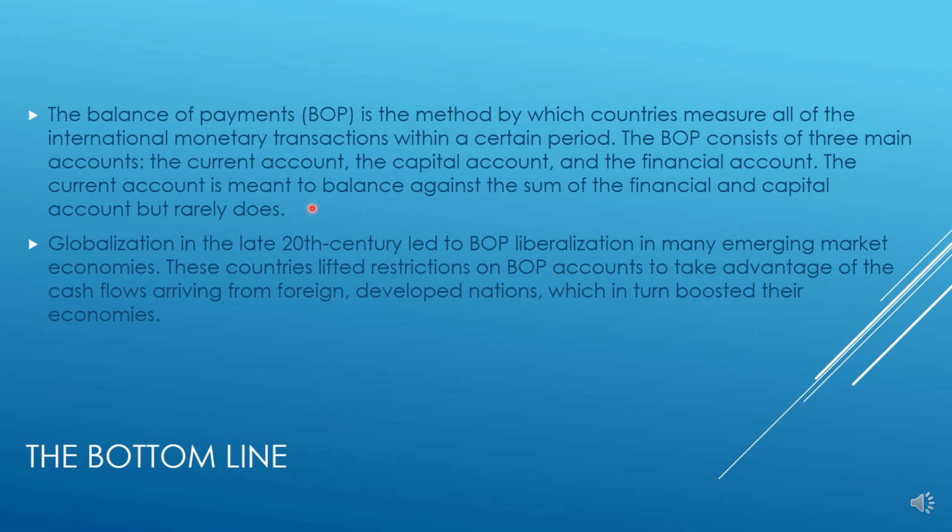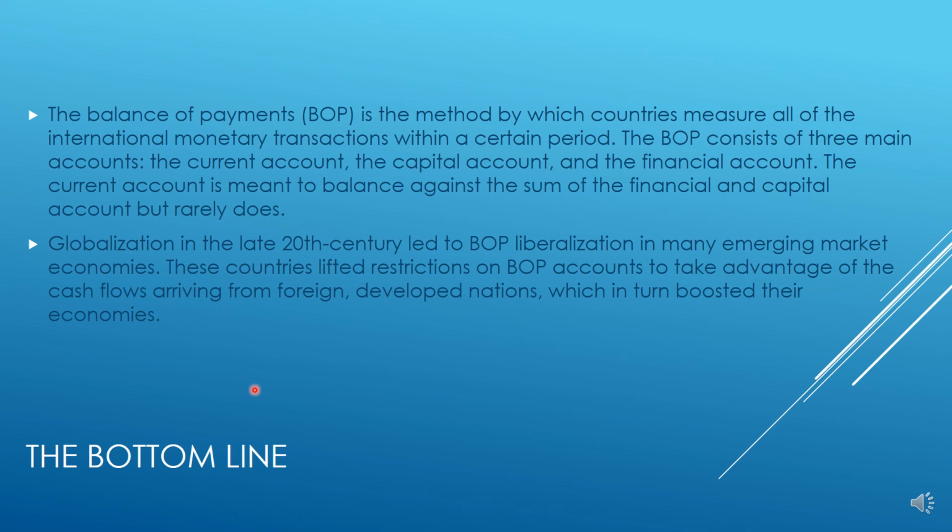The balance of payments, if we summarize everything, is the method by which countries measure all of the international monetary transactions within a certain period. Now, the balance of payments consists of three main accounts we have discussed. First, current account, second, capital account, and the third is financial account. The current account is meant to balance against the sum of financial and capital account, but it rarely does that.